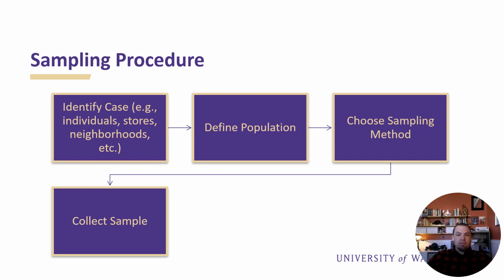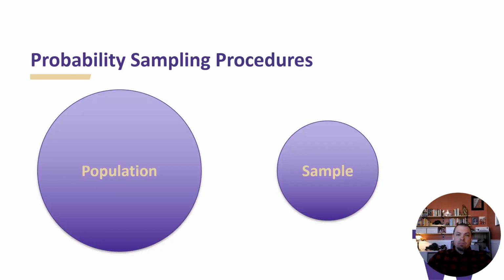The way we do this is we first identify our individual cases, as I mentioned: what is included as a case and what is excluded as a case. We have to define the population, again who or what is included and excluded from that population. We have to choose our sampling method, which I will go over briefly in a second. And then we have to collect our sample. There are two types of sampling procedures: probability sampling procedures and non-probability sampling procedures.